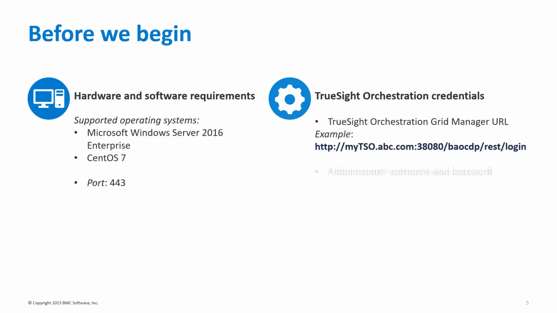Before we begin, we ensure that the server where the connector will be installed meets the minimum hardware and software requirements. For TrueSight Orchestration, we also need the grid manager URL, administrator's credentials, and the server-side certificate to ensure a secure connection. Now, let's start configuring the connector.